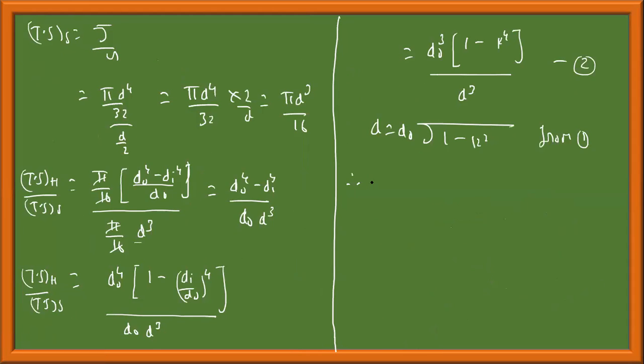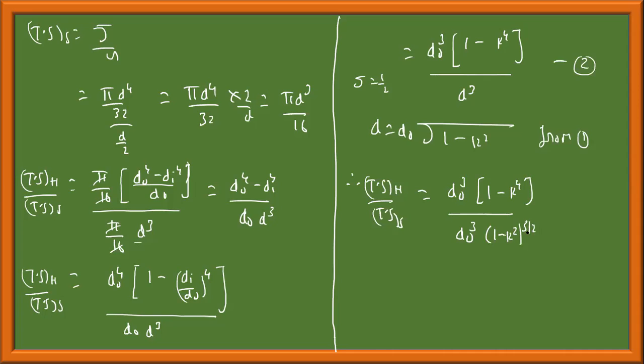Therefore, the torsional strength of the hollow shaft by torsional strength of the solid shaft is equal to, instead of d, I will substitute this term. d cube is d naught cube, and the root is equal to half, so whole cube means 3 by 2: (1 minus k square) raised to 3 by 2. This d naught cube and that d naught cube cancel, which leaves 1 minus k power 4. Using a square minus b square equals (a plus b) into (a minus b), 1 minus k power 4 is (1 minus k square) into (1 plus k square). Okay.